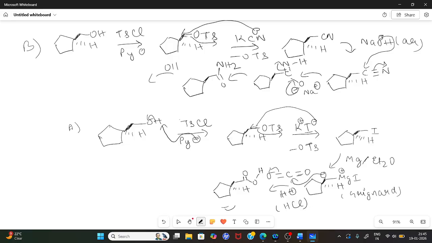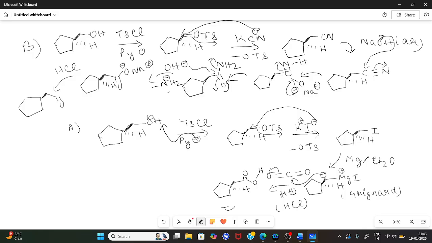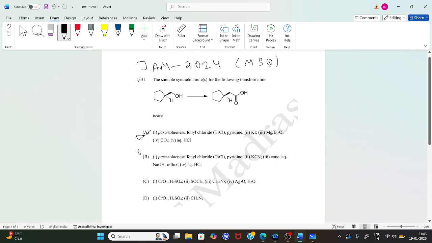If you further treat it with OH minus, because it's mentioned concentrated NaOH, this NH2 minus will be leaving, forming ammonia as the byproduct, and you will be getting an acidic salt, because it's sodium hydroxide. Finally, when they add HCl here, this salt is converted to an acid. So this is also the desired product. Even option B is correct as well. So two options, A and B, both are correct.